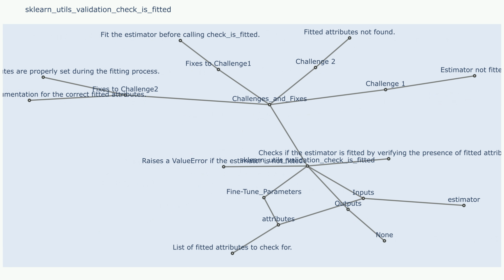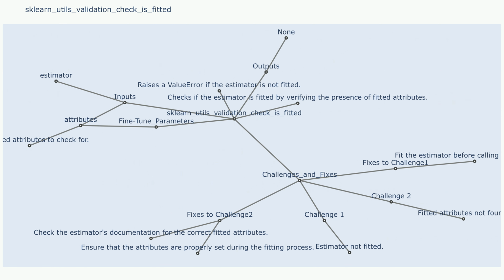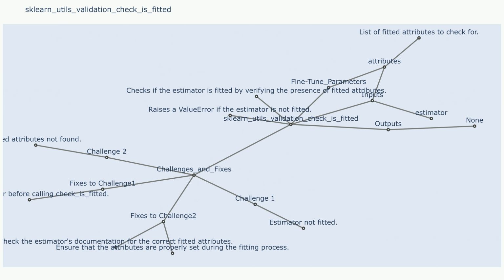Attributes: this is a list of strings, each representing an attribute that should be present in the fitted estimator. These attributes are typically used to store information about the model learned during the fitting process. For example, a linear regression model would have attributes like coef_ or intercept_ that store the fitted coefficients and intercept. By default, attributes is set to n_features_in_, n_samples_seen_, feature_names_in_.